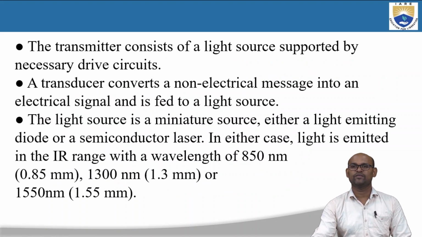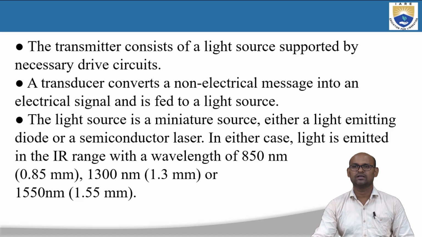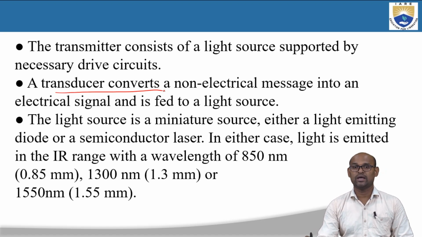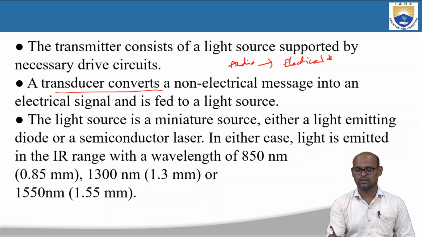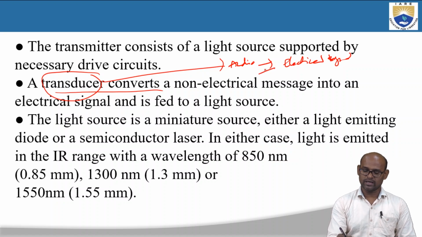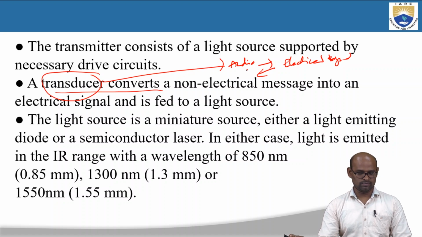The transmitter consists of a light source supported by the necessary drive circuit. Basically, we are going to use an LED, light emitting diode, that will convert the electrical signal into a light signal. A transducer converts a non-electrical message into an electrical signal, which is fed into the light source. Suppose we have an audio signal, that audio signal will be converted into an electrical signal by the transducer. The transducer will convert audio signal into electrical signal. It can also convert electrical signal into audio signal, and if you have a video signal it does the same, right?